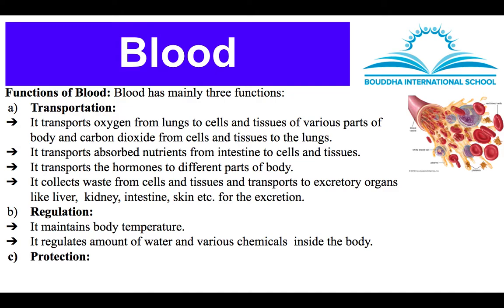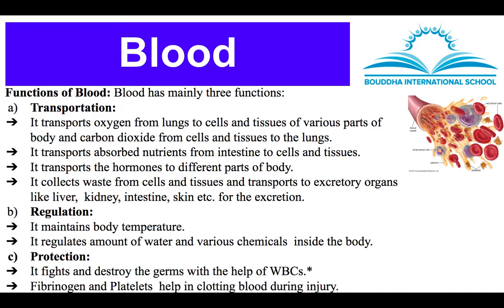Blood also protects us from different germs and toxins. So it fights and destroys the germs with the help of WBCs. And similarly, it protects us from bleeding, because if bleeding continuously occurs, then we may die. And how does it protect? Because two elements work together: one is a protein present in the plasma known as fibrinogen, and another is blood cells called platelets. They work together and help in clot formation. So in this way, blood protects us.